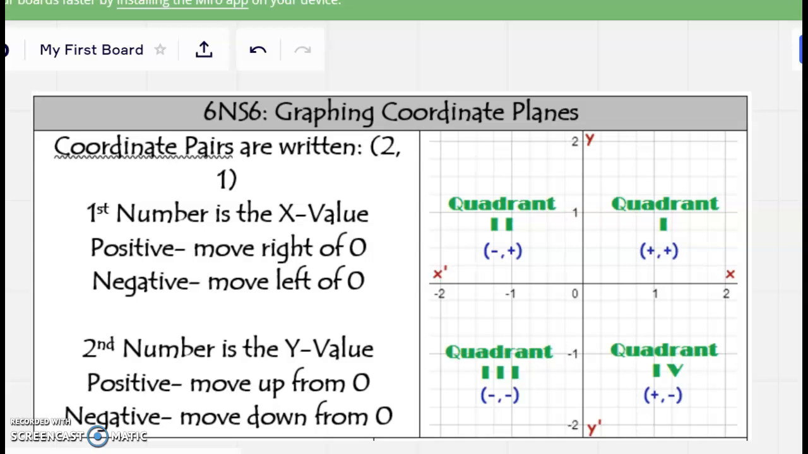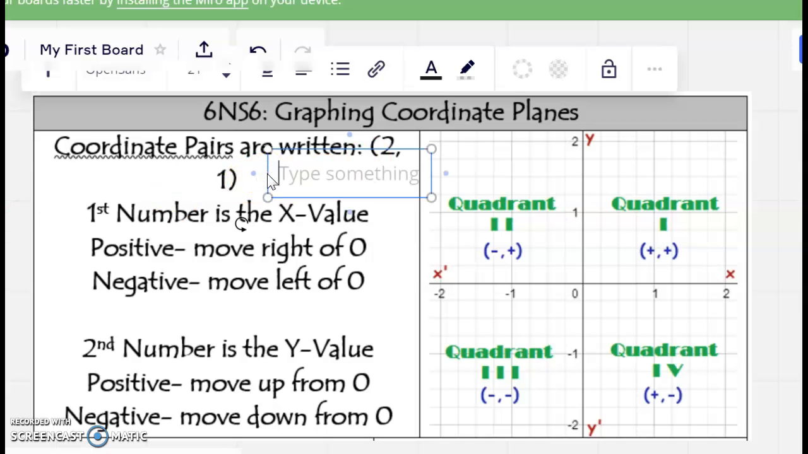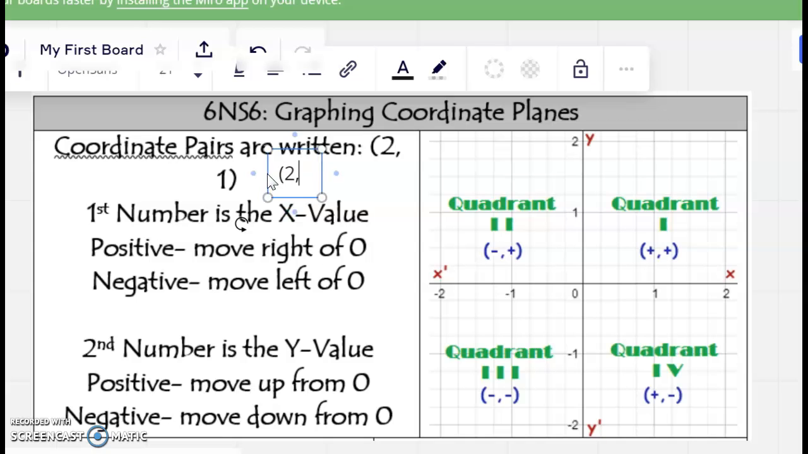Hi guys, this is 6NS6 graphing with coordinate planes. Coordinate pairs are written where the first number is the x value, and that goes on the x-axis, and the second value is the y value, and that goes on the y-axis, which moves up and down.